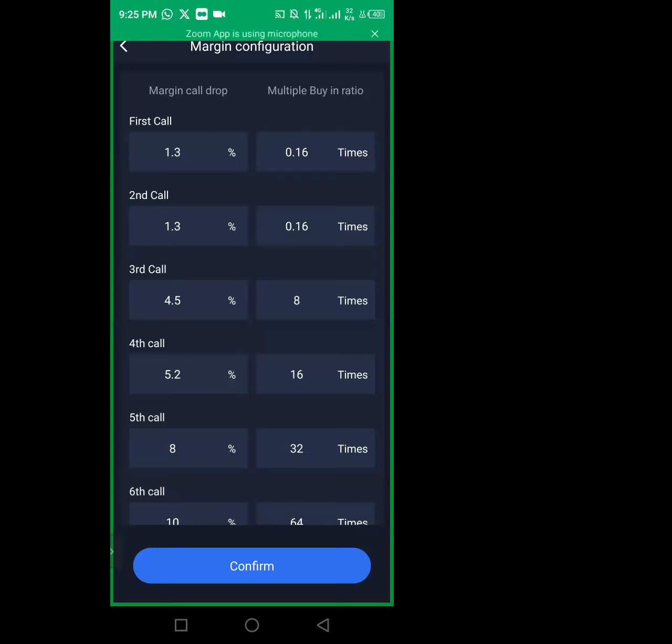So let me start. The margin configuration page has 2 parts. If you can see clearly, on the left-hand part we have percentage, percentage, percentage on the left-hand side, having the label margin call drop. So you are free to say margin call drop percentage is on the left-hand side of the margin configuration page.